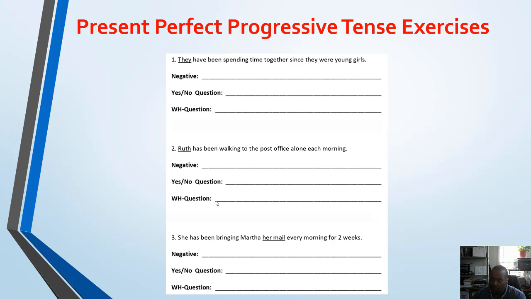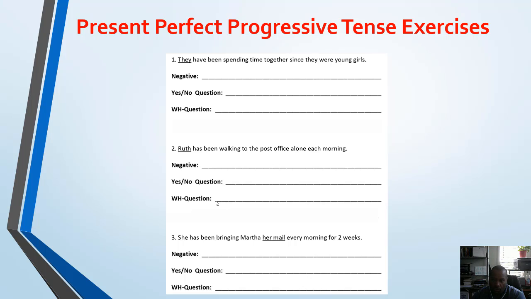Okay, so let's answer some questions here. Let's do this exercise. Number 1, they have been spending time together since they were young girls. The negative is they have not been spending time together since they were young girls. The yes or no question I wrote was, have they been spending time together since they were young girls? And then the WH question would be, who has been spending time together since they were young girls? So for this WH question, I used who.